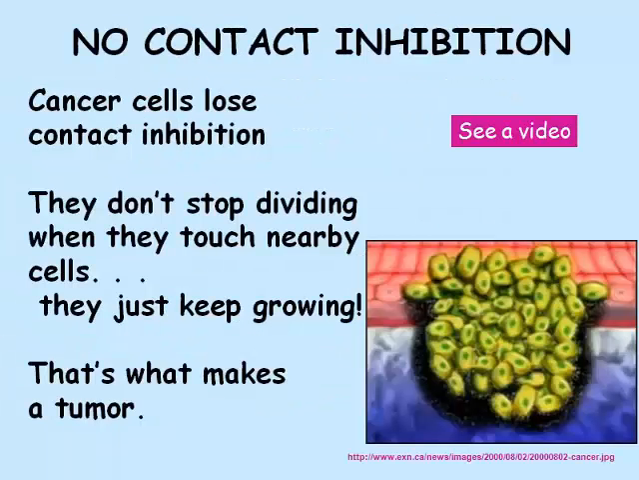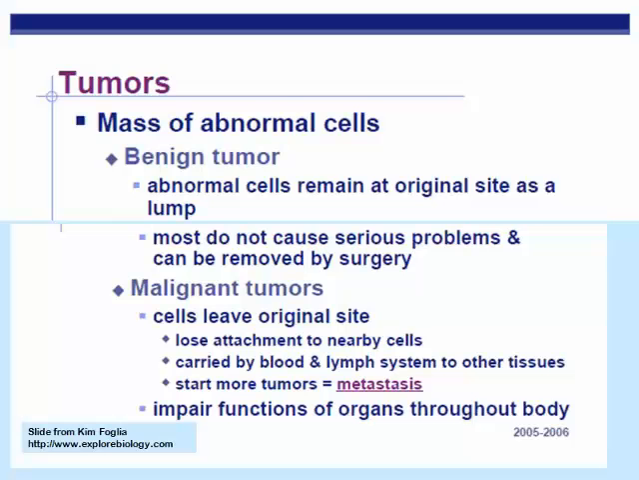So cancer cells have no contact inhibition. They don't stop dividing when they touch nearby cells. They just keep growing and growing, and that's what basically makes the tumor. Now, tumors can be considered, and we've talked about this, or you read about it in your cancer book, benign or malignant. Now, benign tumors, that's what you want to hear if you have a tumor. They're just abnormal cells that stay at their original site, so they don't move, and they can, for the most part, be removed easily by surgery.